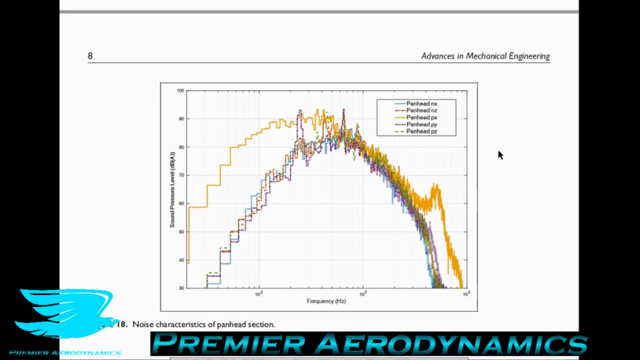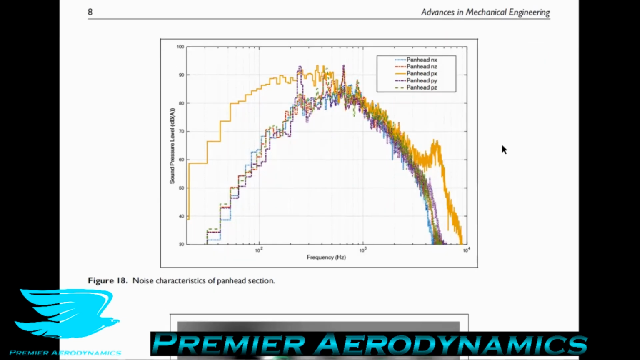So that's a tonal noise, and tonal noise is potentially more annoying than broadband, depending on which frequency it is.